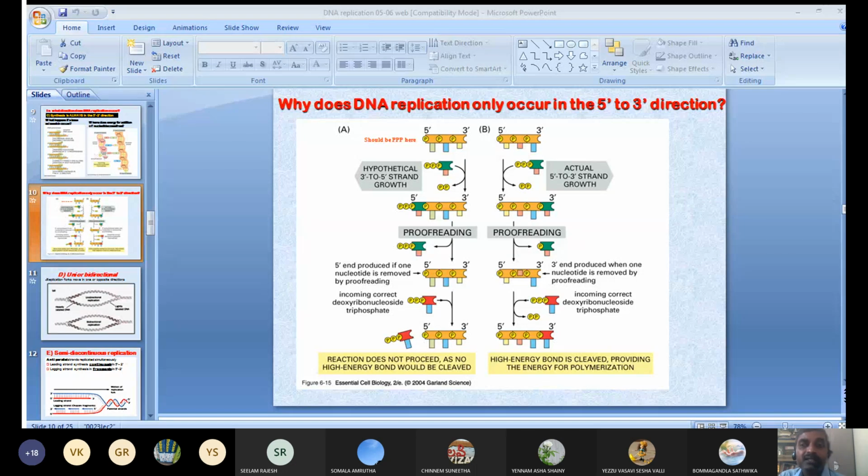But remember, the DNA polymerase is always responsible for joining the molecules. The joining of the molecules is always done through the 3' OH group. That means it should have an OH group and then a phosphate group, and the phosphate group should always be the alpha phosphate. So the nucleotide should always have a triphosphate. Then only it can happen. Okay.